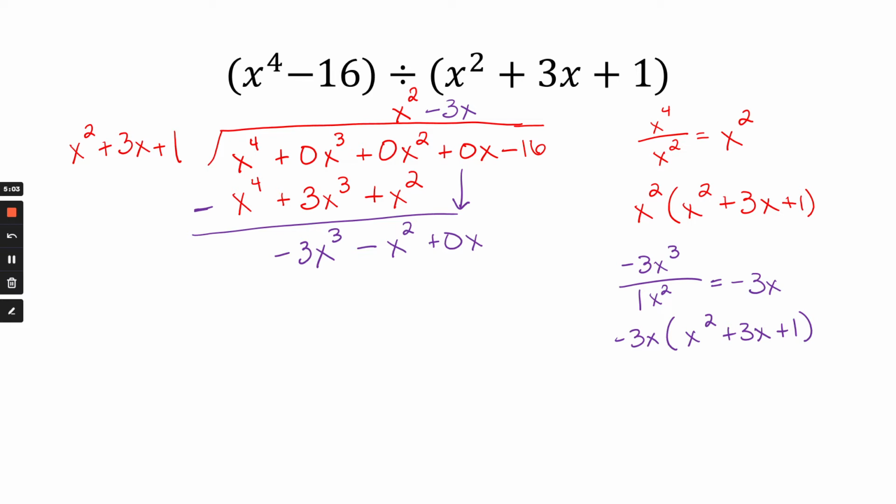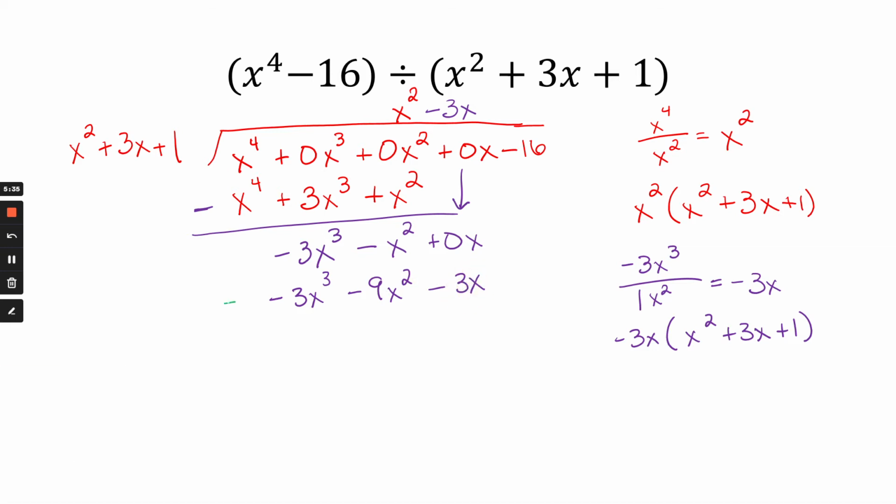Everything I'm writing over on the right side here, I don't need to see that in your work going forward. A lot of times with this distribution, I think you can see what it's supposed to be. You can just do that mental math. So if you don't want to write the stuff on the right, I'm okay with that. So negative 3x times x squared is negative 3x to the third, minus 9x squared, and then minus 3x.